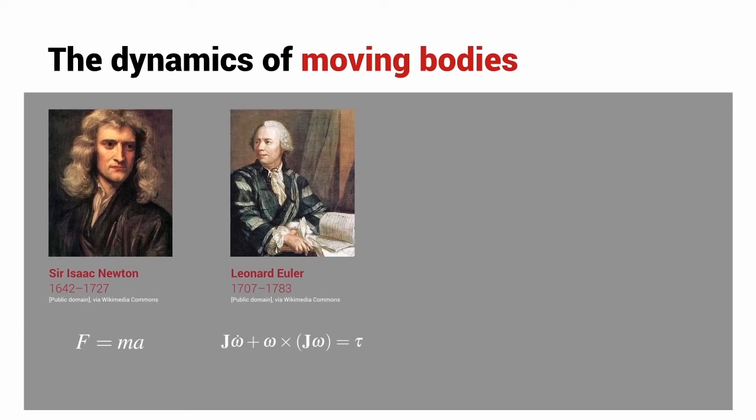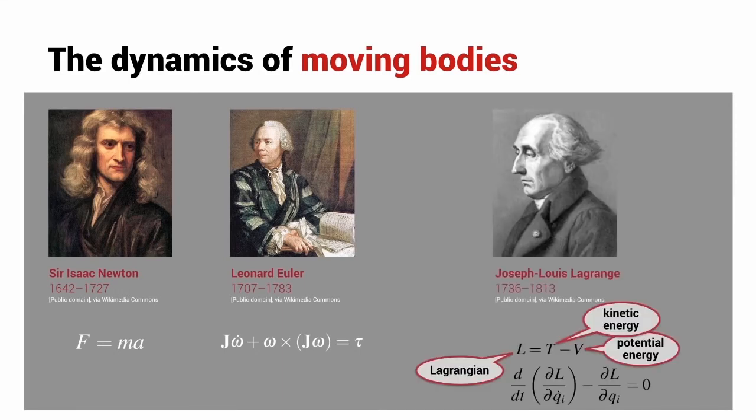For a rotating body, we can use Euler's equation, which relates the torque applied to its body, given by the symbol tau, to its rotational inertia J, its angular rate omega, and its angular acceleration omega dot. A quite different approach is Lagrange's equation, which relates the kinetic and potential energy of a body to the derivatives of the Lagrangian term, T minus V, and the derivatives of the Lagrangian with respect to the generalized coordinates and the generalized velocities of the bodies in the mechanism.